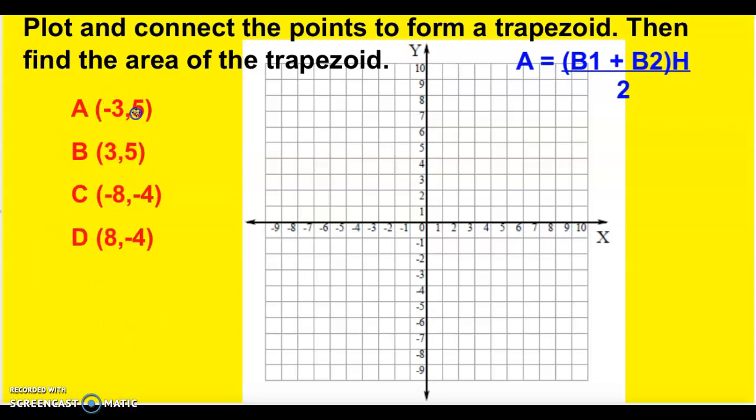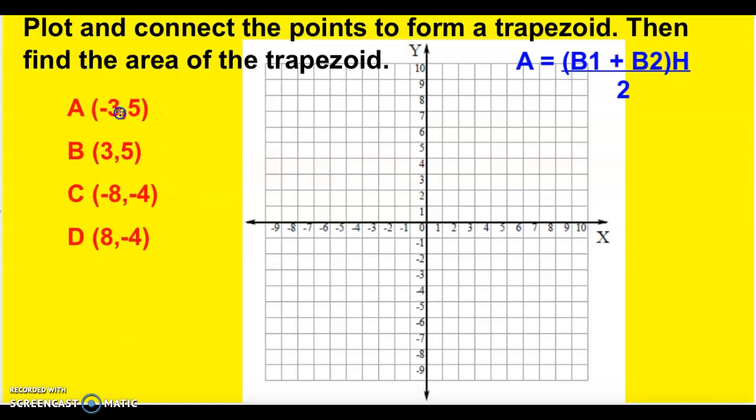You're going to plot these points and connect them to make a trapezoid. So remember, it's going to almost look like a lampshade. And then you're going to use this formula to find the area. Please hit pause. So you're going to go to a new graph, plot, connect, form the trapezoid, find the area. Please hit pause.